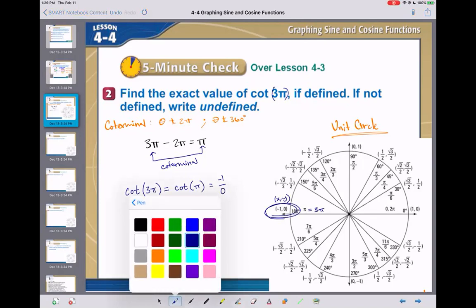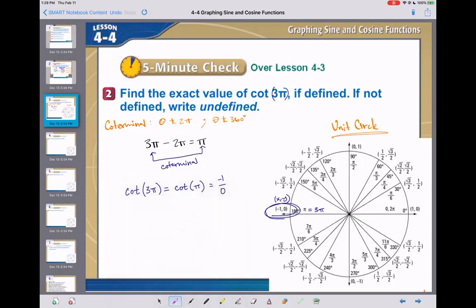Math, are we allowed to divide by 0? Are we allowed to divide by 0? No. So this one would be undefined, because you cannot divide by 0. That would be our solution here. Cotangent 3 pi is undefined. I guess let me write out the full English. Okay, so that's number 2.